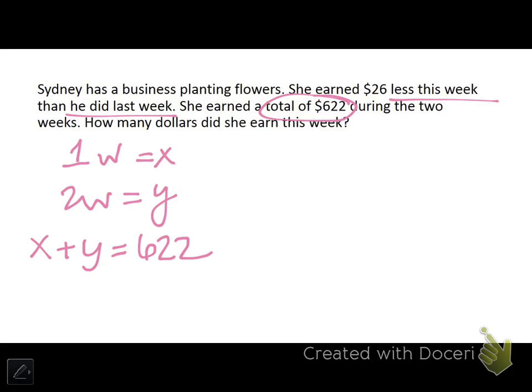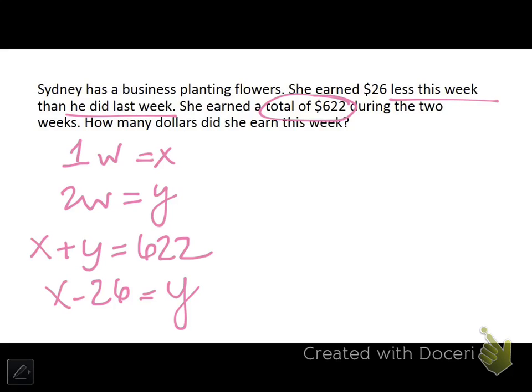Okay, then she earned $26 less this week than she did last week. Okay, so this week is talking about the second week. So if I subtracted 26 from last week, so my week 1, I should get my second week because it's 26 less than my other one. It's a little bit confusing.